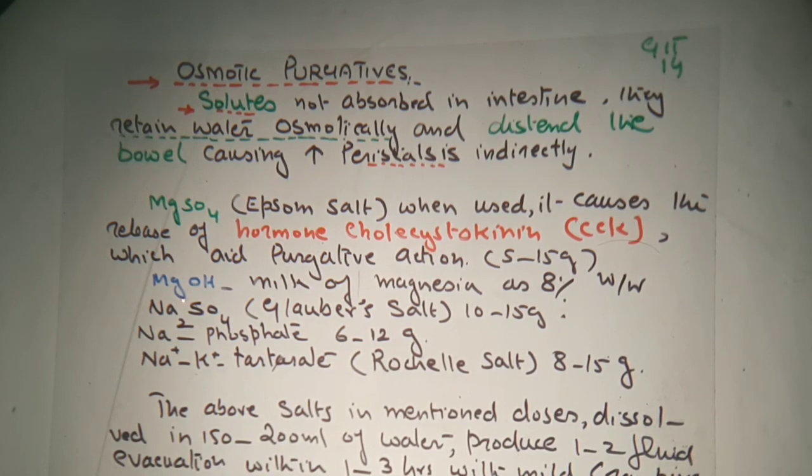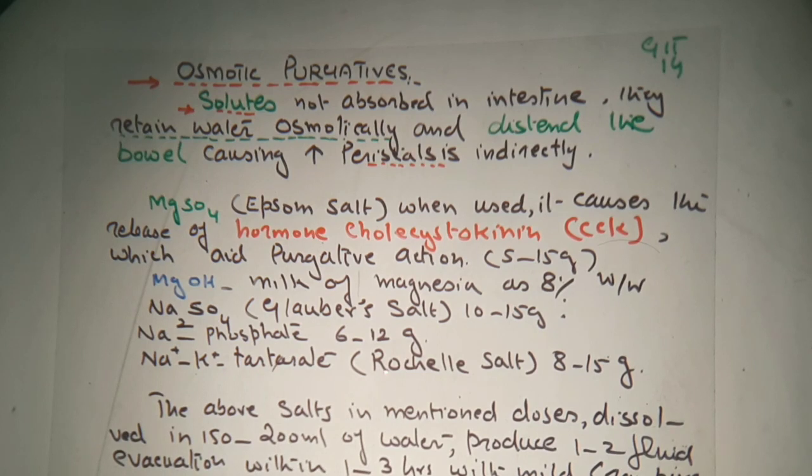Next is the magnesium hydroxide, which is also known as milk of magnesia. Milk of magnesia is 8% weight by weight. You know that weight by weight, weight by volume, volume by volume. Weight by weight means that magnesium hydroxide is used in 8% weight by weight. Sodium sulfate, Glauber's salt, 10 to 15 gram. Sodium phosphate, 6 to 12 gram.